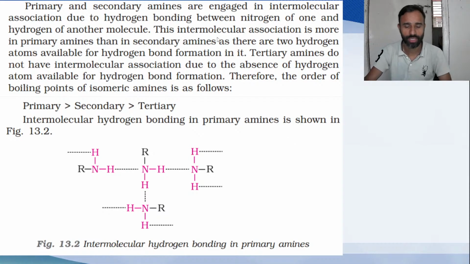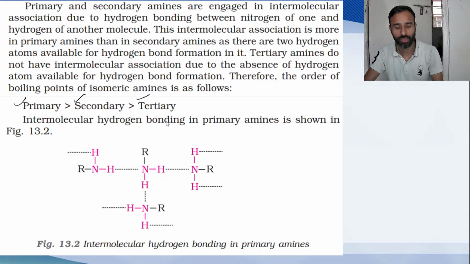The solubility order is primary, secondary, and then tertiary, because hydrogen bonding is maximum in primary. Primary and secondary amines are engaged in intermolecular hydrogen bonding between nitrogen of one and hydrogen of another molecule. So intermolecular association is more in primary amines than in secondary amines, because there are two hydrogen atoms available for hydrogen bond formation. Tertiary amines do not have intermolecular association because there is no hydrogen atom available. So for boiling point as well as solubility, the order is primary, secondary, and then tertiary.